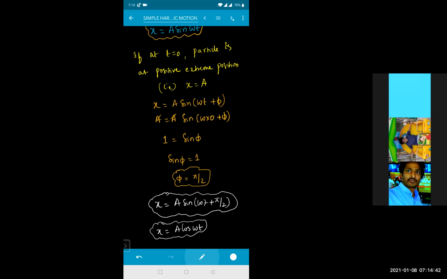Is that clear? So we got the sine function of the equation and we also got the cos function of the equation. Okay, so when the particle is executing SHM of amplitude A and angular frequency omega, O should always be the position of equilibrium. Is it clear, beta?